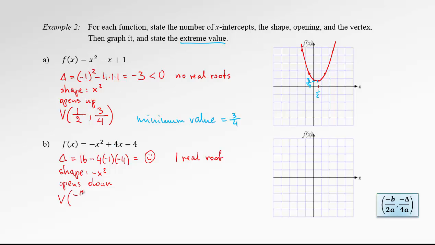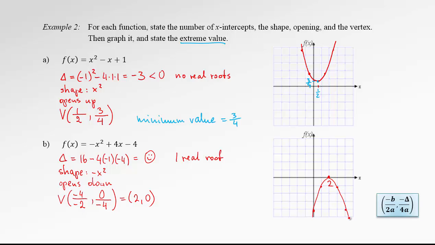-b, so it's -4, over 2a, so over -2. And the second coordinate is negative discriminant, so it's still 0, over 4a, so it's -4. That means the coordinates of the vertex are +2 and 0. The vertex is exactly here, okay? And the parabola opens down with the standard basic shape. So 1 across, 1 down, and 2 across, 4 down. Here are the points. Let's connect them.